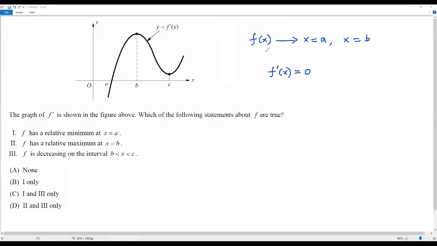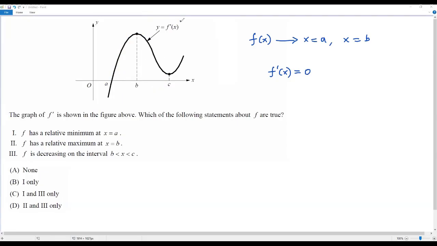So how do I know that f prime of x becomes 0 when x equals a or x equals b? For that, we have to consider the x-intercept of the graph of f prime of x. Here we have the graph of f prime of x, that is y equals f prime of x. Let's look at the x-intercept of the graph over here. X-intercept means a point where the graph intersects the x-axis.